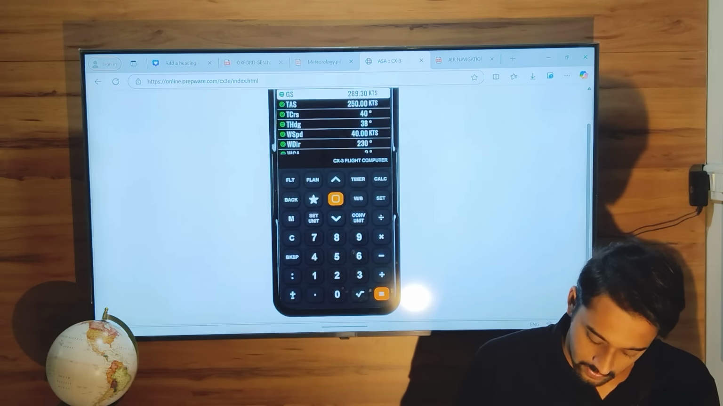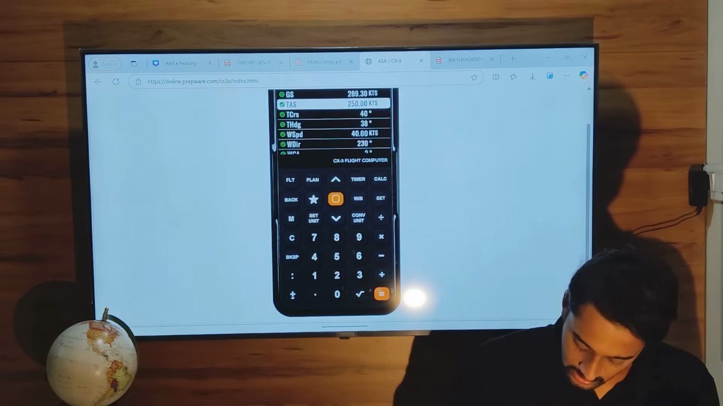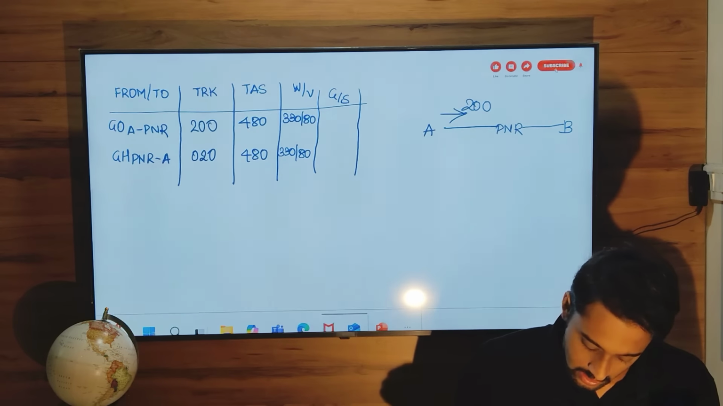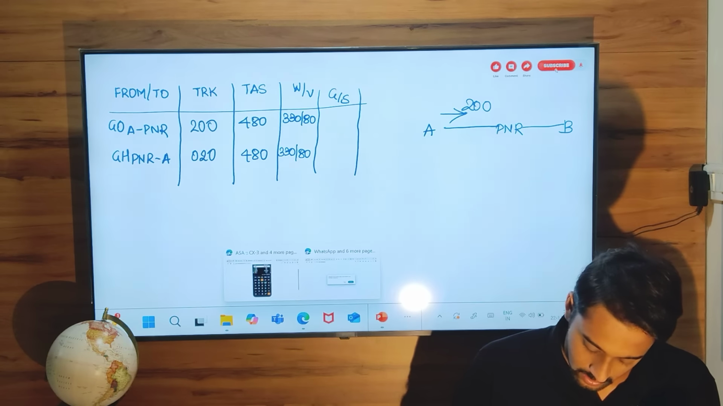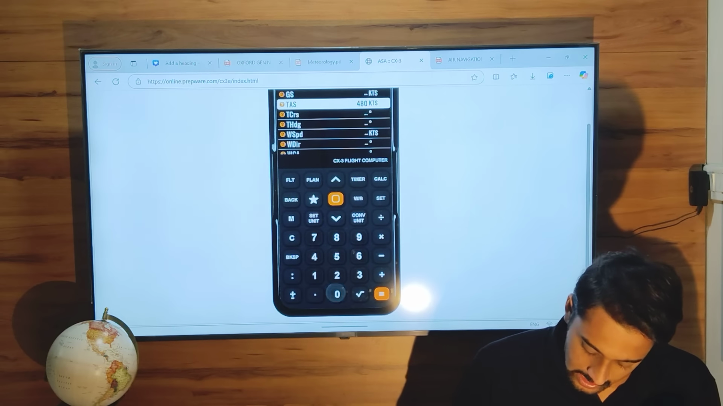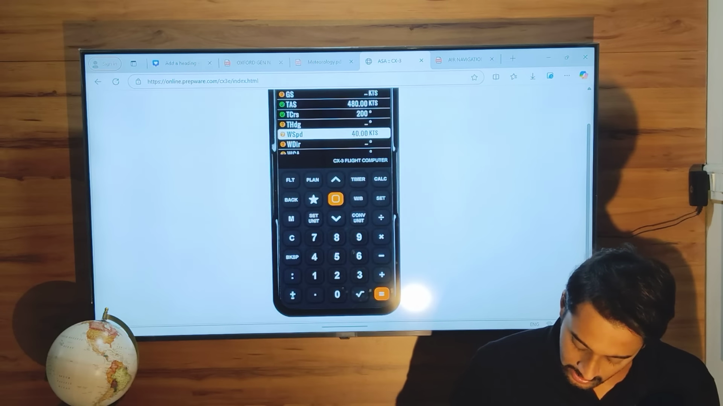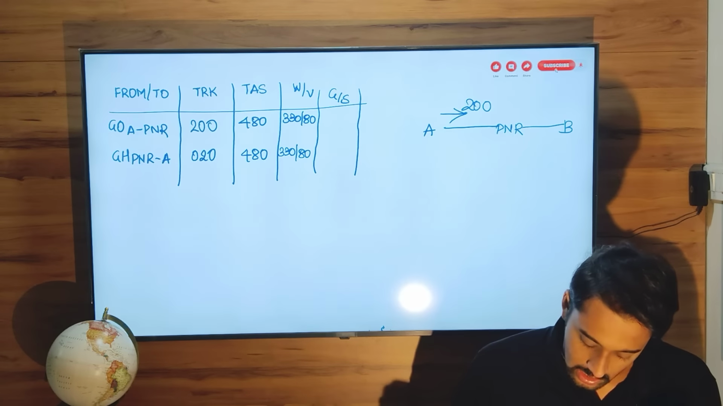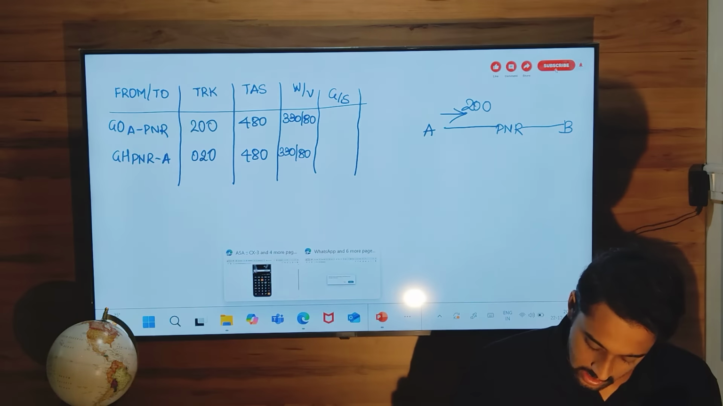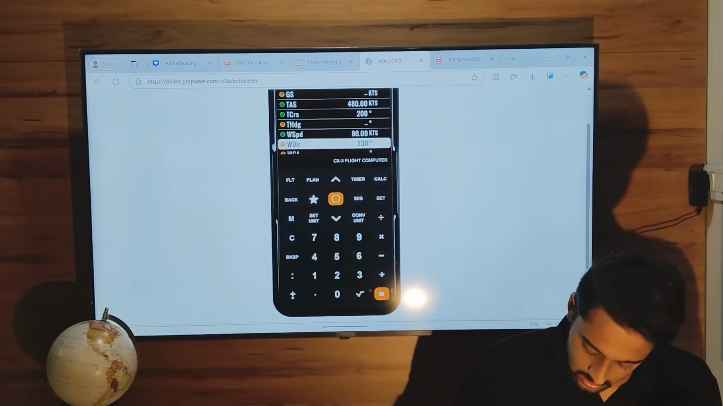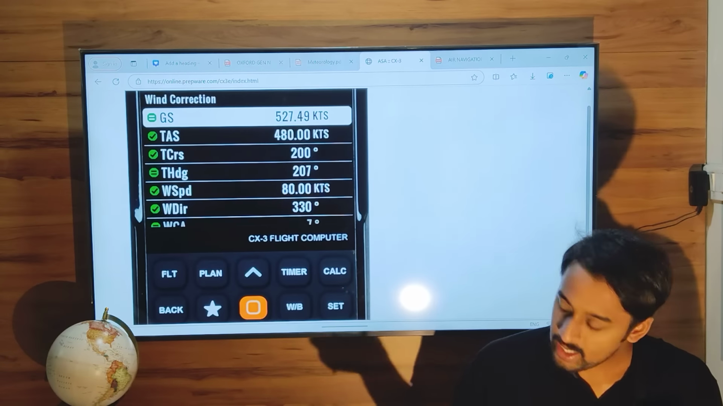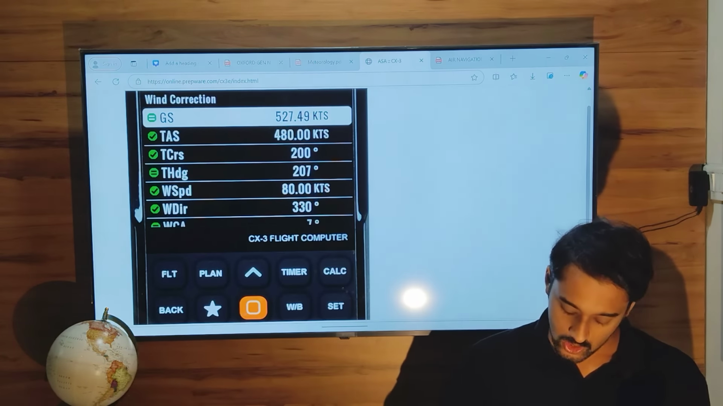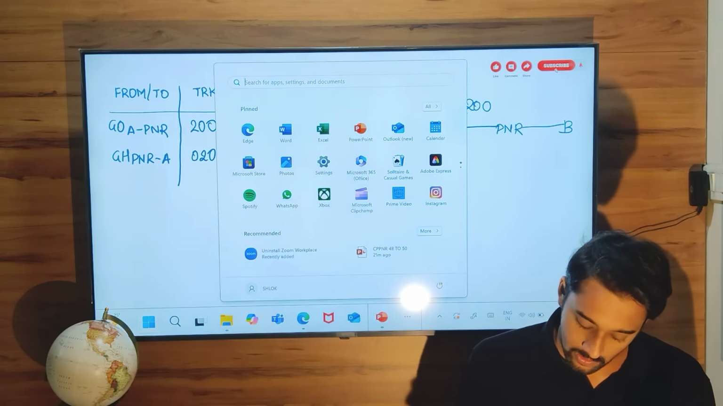Now let's put these things in your CX3. So first point, 200, 480. 480 is the TAS, course 200. Wind speed and wind direction is how much? 330 at 80. Your ground speed now is 527.49. So 527 knots we will write here.